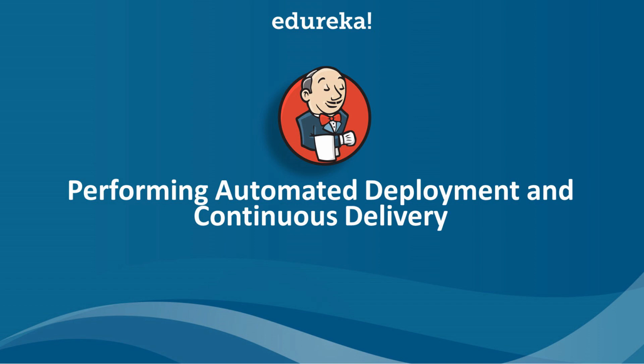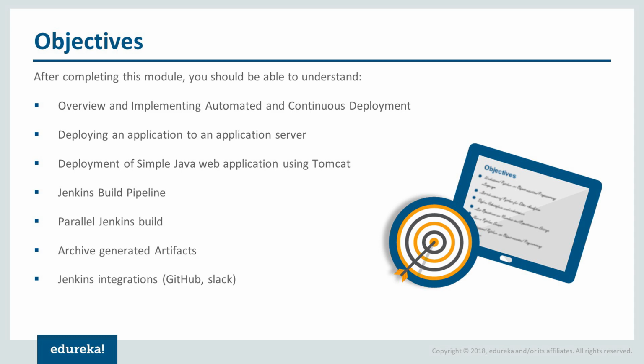This is module 9 of this video series, in which we are going to talk about performing automated deployments and continuous delivery. Now the objectives of this module would be to first of all have an overview and understand how to implement automated and continuous deployment. And we will discuss deploying an application to an application server. So in our case, it will be Tomcat, on which we will deploy an app server.